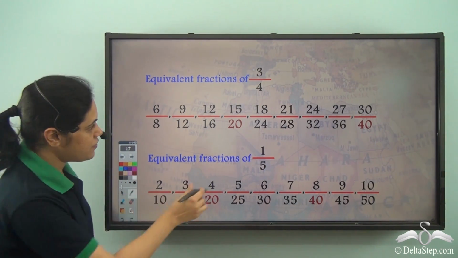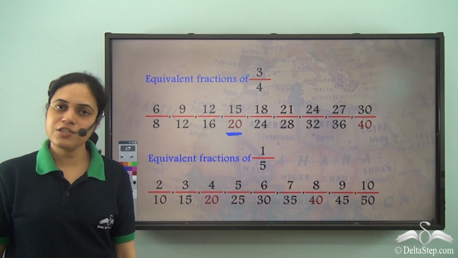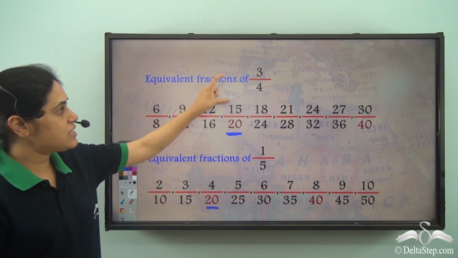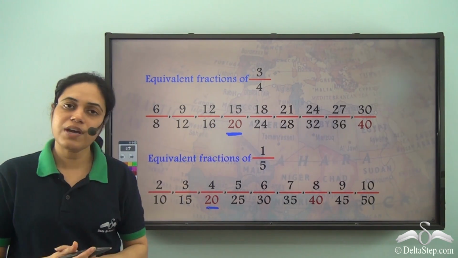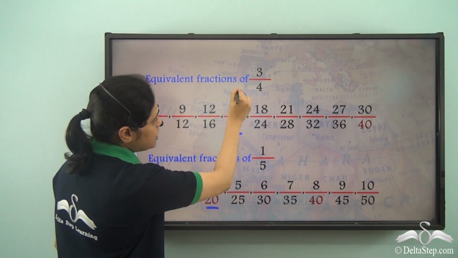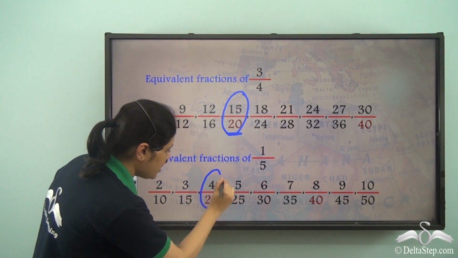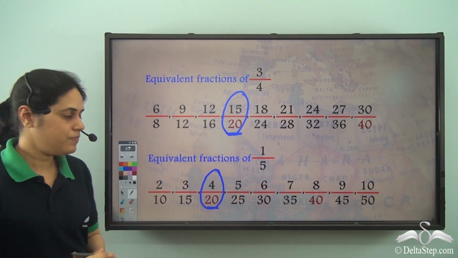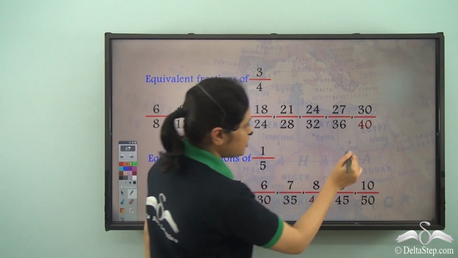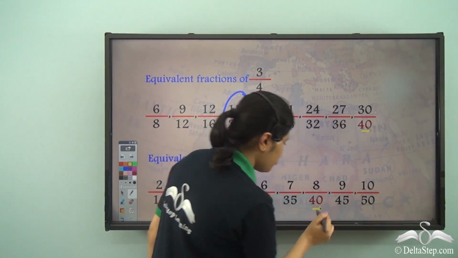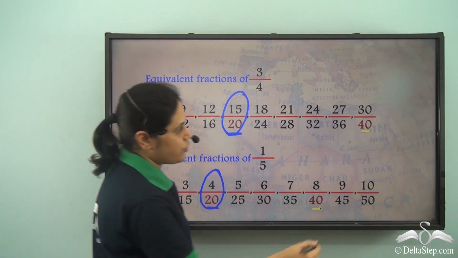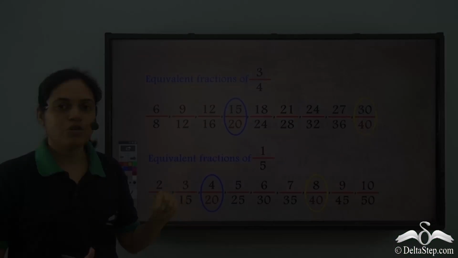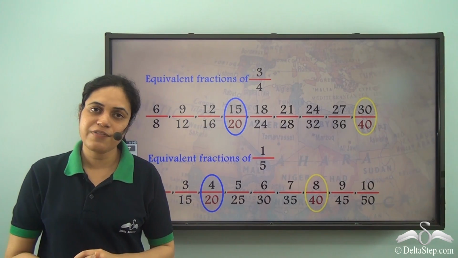Now if you observe, we have a fraction with denominator 20 and we have a fraction with denominator 20 here as well. This is equal to 3 by 4 and this is equal to 1 by 5. Also, the denominator here is 20 and the denominator here is 20. So these two are like fractions. So I can add them. Once again, the denominator here is 40 and the denominator here is 40. So these two are like fractions and these two are like fractions.